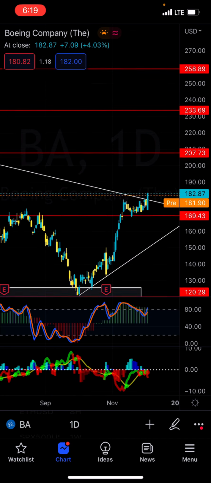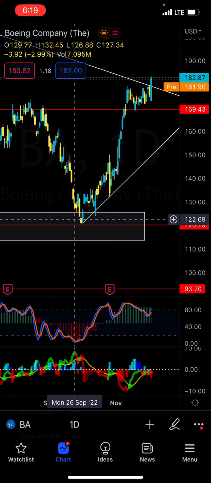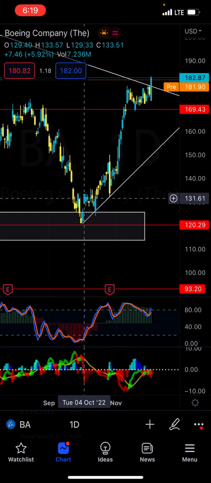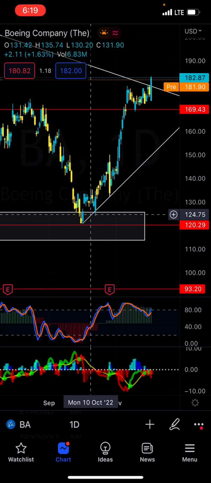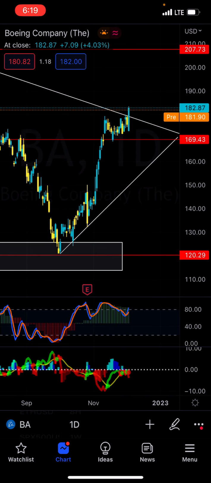I would have taken this long at 125 after you actually hit that support down here and came back up, right? So I would have taken this right on... where did this close? Yeah, 125. I would have taken this on 125 right there. It would have been a pretty good push to the upside.